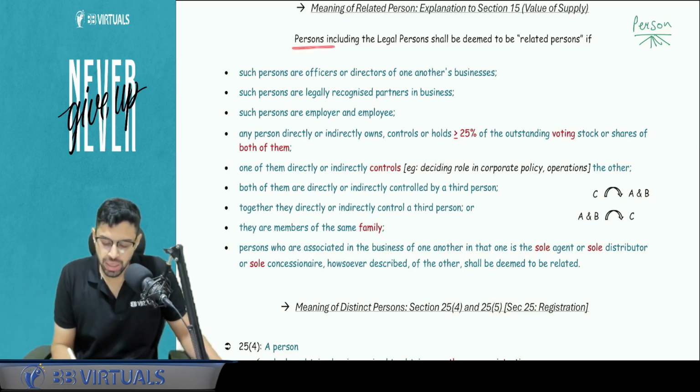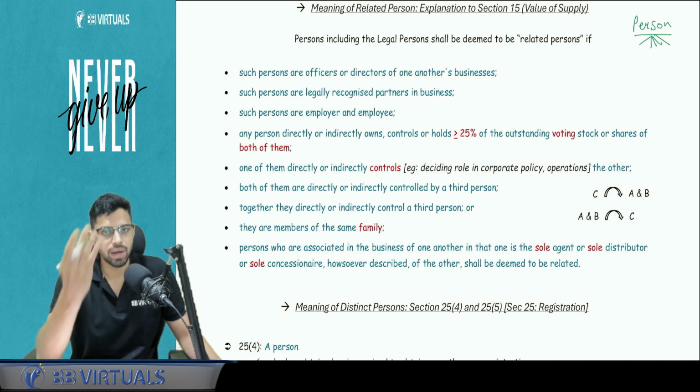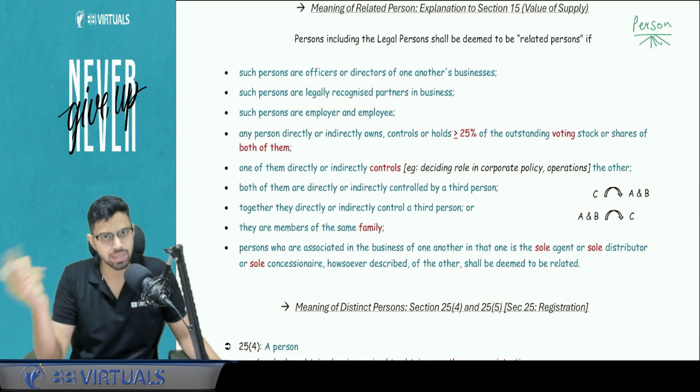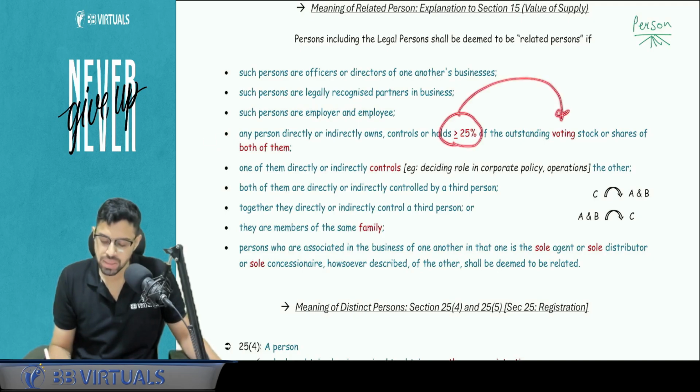So persons including legal persons means a company, LLP, can be related person when such persons are officers, directors of one another's businesses. I am a director in your business, you are a director in my business, we both are related. Such persons are legally recognized partners, we both are partners in a partnership firm. Such are employer-employee, you work for me, we both are related person. Any person directly and indirectly owns, controls minimum 25% of voting stock of both of them. A controls 26% of B and C.